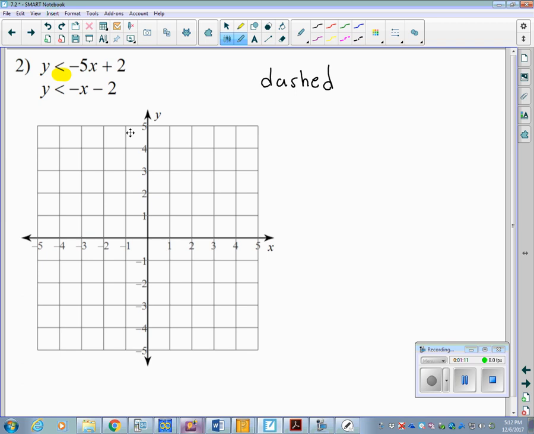Now I'm going to graph the line, and I'm going to start with using positive 2 as my y-intercept, which is right here. Next, I'm going to find my slope, and it's going to be negative 5 over 1. So I'm going to start here at positive 2 and go down 5 and over 1. So it's 1, 2, 3, 4, 5, and over 1. And right there is where I'm going to put my dashed line right down through there, like so.